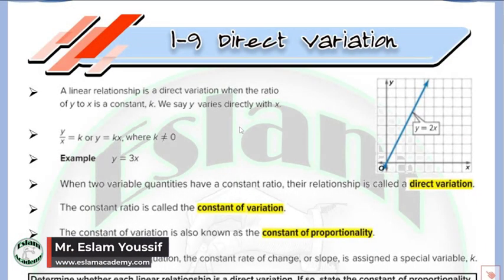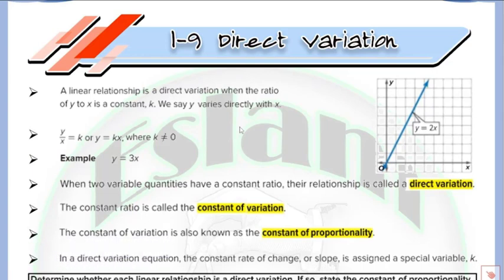In this video we are talking about direct variation. What is the meaning of direct variation? Direct variation is the relation between two variables, x and y. By increasing one of them, the second will be increased. Decreasing one of them, the second will be decreased.